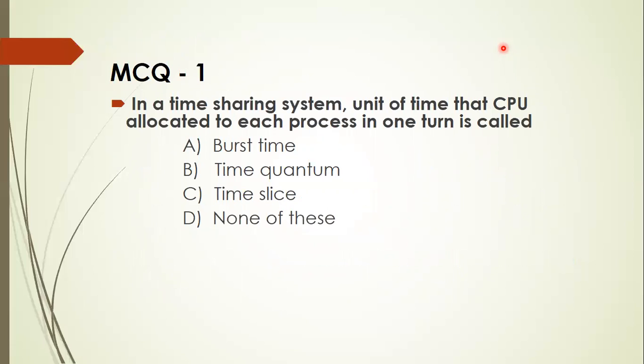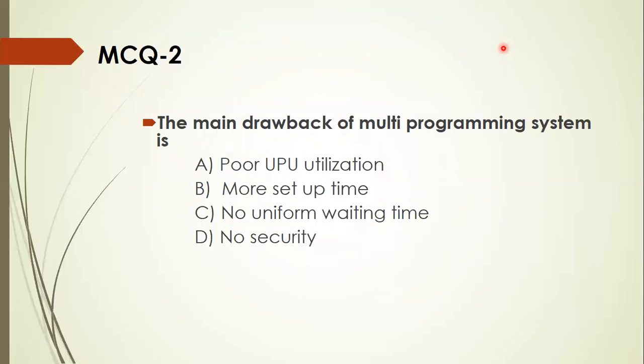So these are some of the multiple choice questions based on today's topic. In a time sharing system, the unit of time that CPU allocates to each process in one turn is called, we call it time quantum. So the correct answer is B. The main drawback of multi-programming system is poor utilization? No, because multi-programming results in better CPU utilization. More setup time? Setup time is more in the case of batch system. No uniform waiting time? Yes, waiting time is not uniform in the case of multi-programming system. And no security? No, security definitely is taken care of by the designers. So the correct answer is C.